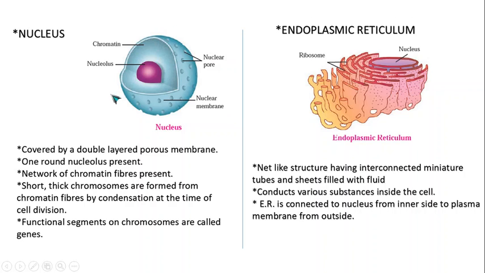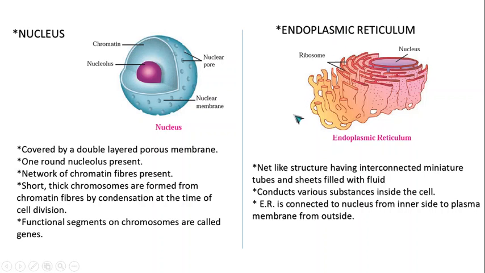Nucleus, covered by a double-layered porous membrane, one round nucleolus present, network of chromatin fibers present. Short, thick chromosomes are formed from chromatin fibers by condensation at the time of cell division. Functional segments on chromosomes are called genes.